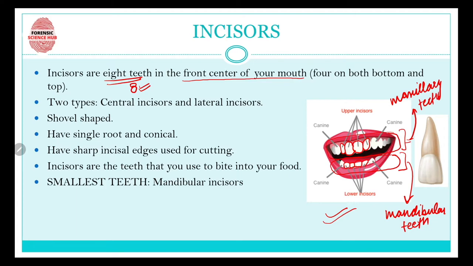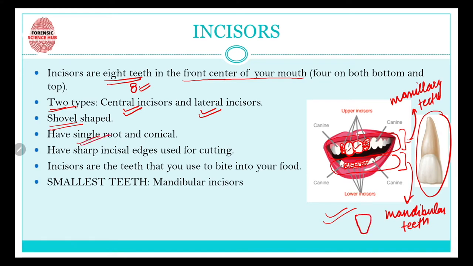So the center one, these two are central incisors. Similarly, these two are also central incisors, whereas the ones that are present next to central incisors, this one and this one, are the lateral incisors. Okay, so incisors are of two types, central incisor and lateral incisor. Incisors are shovel shaped. You can see the shape in this picture. They are shaped like a shovel, right?